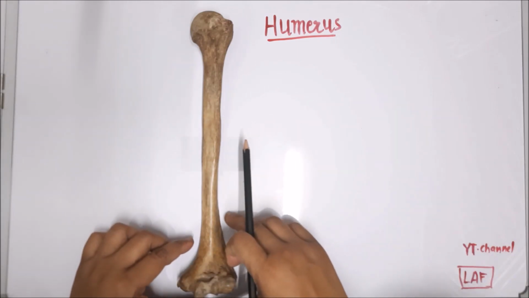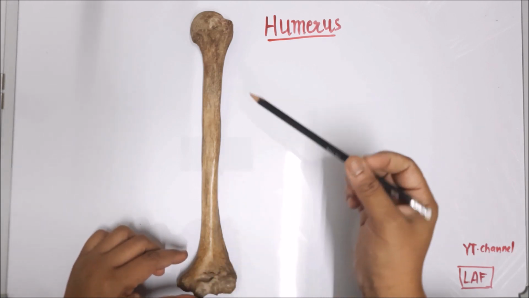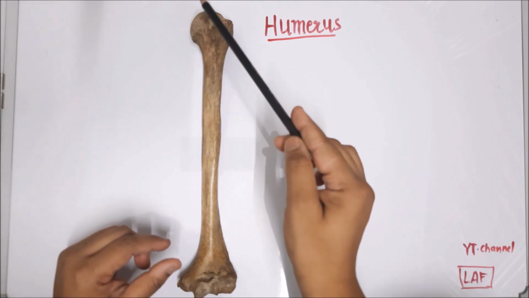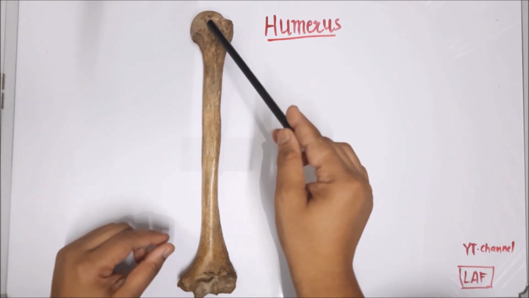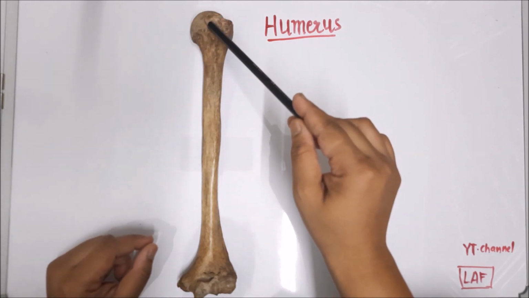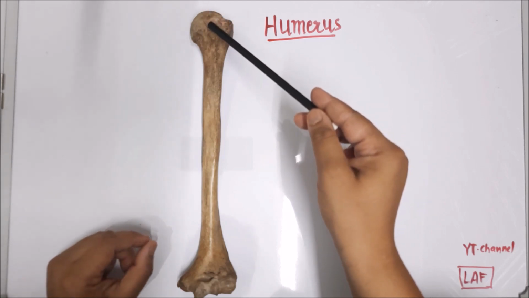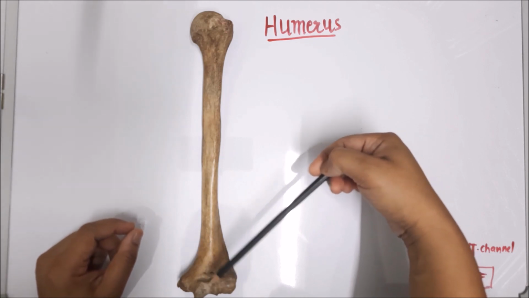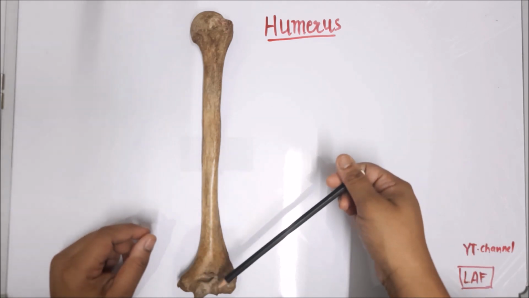Hello friends, let us see the bone humerus. It is a bone of the upper limb present in the arm, and with the scapula it forms the shoulder joint, which is the most unstable joint because the glenoid cavity of the scapula is smaller than the head of the humerus. Here it will form the elbow joint along with the radius and the ulna.